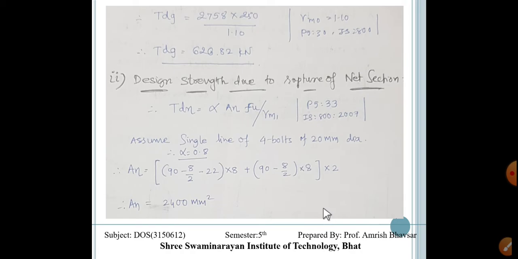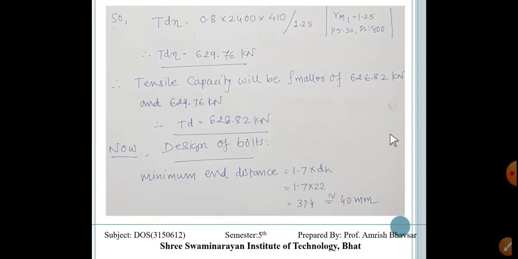Clear? Now we have alpha, we have net area, Fu we already have 410 megapascal, and gamma M1 which is given on page number 30 of IS 800 2007. So it is 1.25. We put that value in our equation and we will get TDN, that is 629.76 kilonewton.